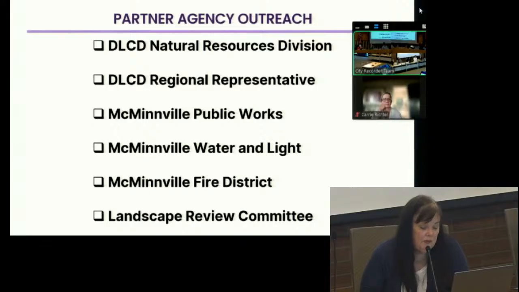So we did partner agency outreach for this as well, and DLCD did not have any problems with the tree protection programs or scenic views. We worked with the fire district with the wildfire mitigation plans. We worked with McMinnville Water and Light because they have emergency plans as well relative to trees. So you'll see all that in here, and the McMinnville Public Works Department.